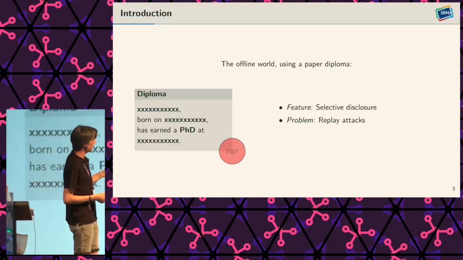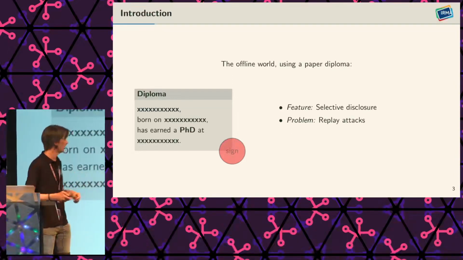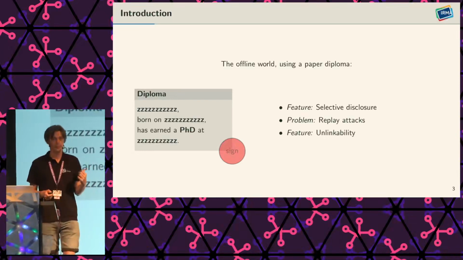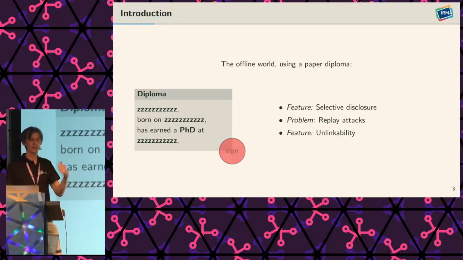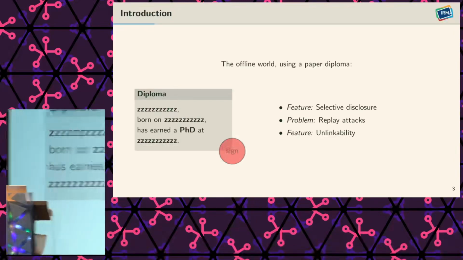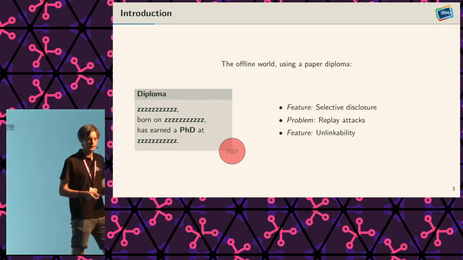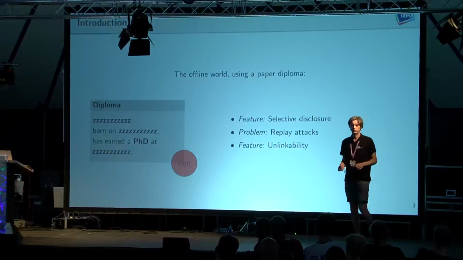So we have a feature that we want and a problem that we want to solve, and there is an additional feature that's kind of cool in this offline setting. There is sort of unlinkability. That means if I make a second paper copy of my diploma, and again scratch out some of those fields, but in a different way, with different scratches and a different pen or whatever, the new copy doesn't look like the old copy anymore. It looks different because I scratched it differently. So it's no longer visible that it's a copy of the same underlying actual diploma or credential.